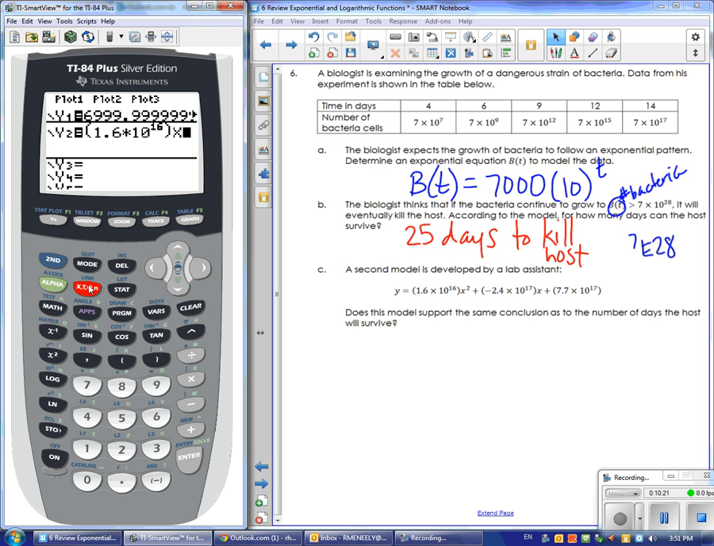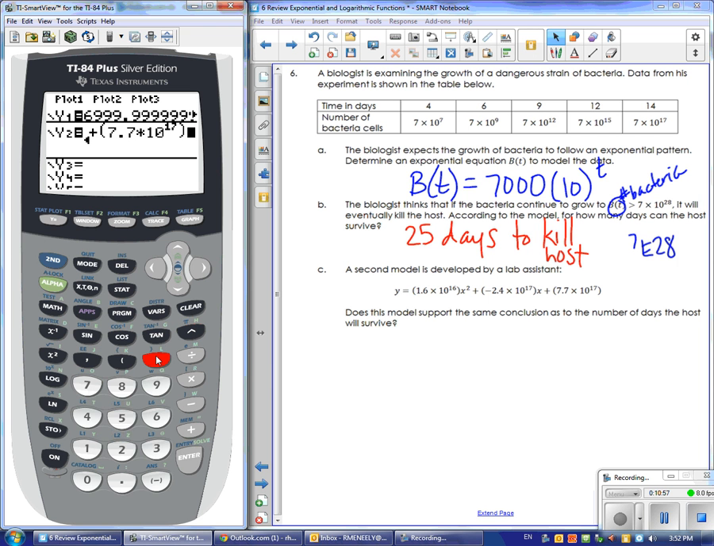And then I need to type in my x squared. And then I've got plus, and then I'm going to have a negative. Make sure you're using the negative button and not the minus. 10, and this time 10 is to the 17th power. And again, I'm going to move my cursor out of the exponent, type in my x, and then do plus, and then 7.7 times 10 to the 17th. These are some big numbers.